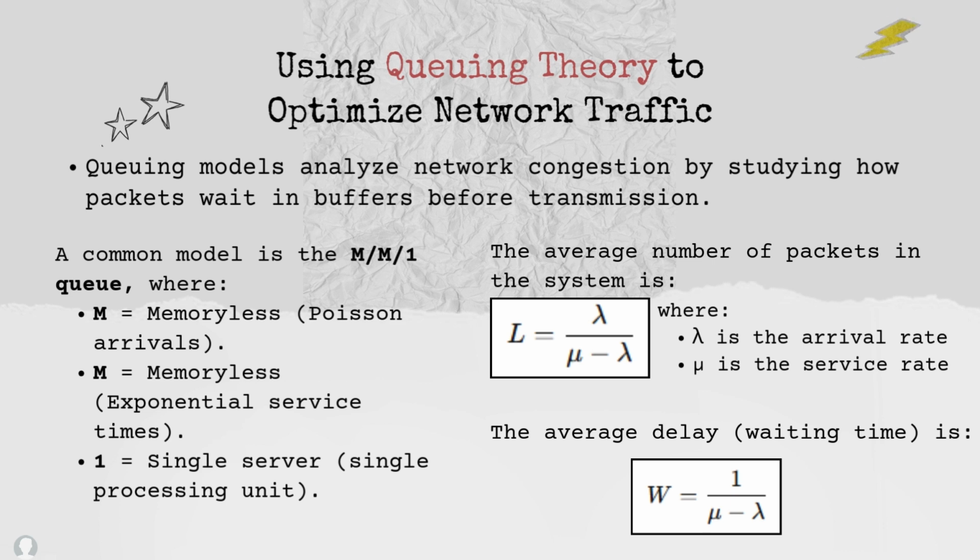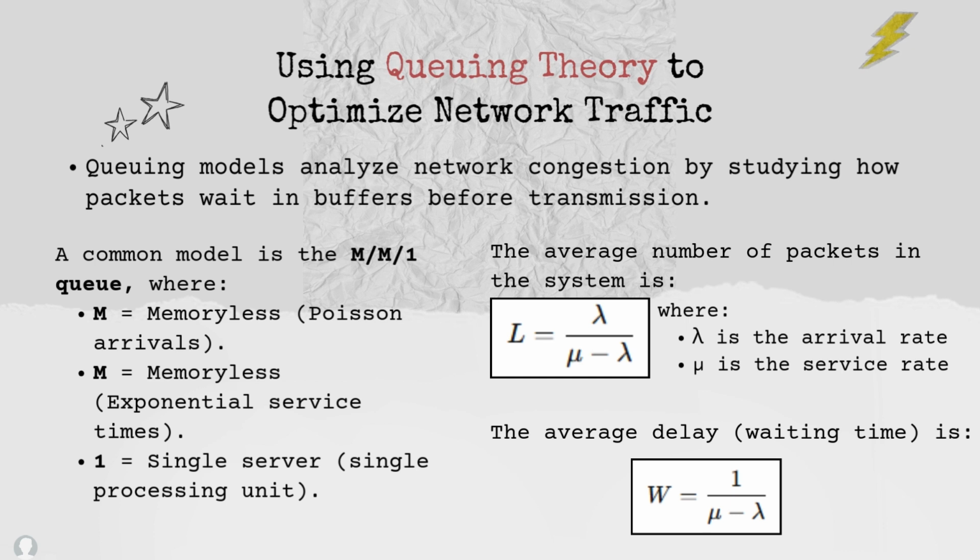So the next formula is the average waiting time or the packet delay, which is W equals 1 over the service rate minus the arrival rate. This formula helps us calculate the expected delay per packet, giving us insights into how long packets must wait before being processed.